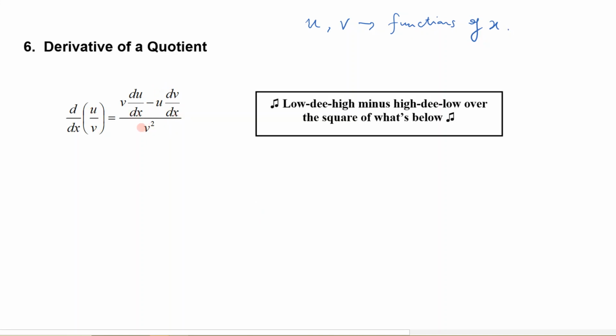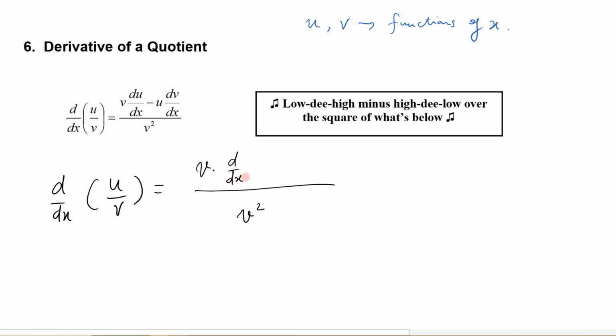I'm not going to do the derivation of this rule, but I'm going to show you how to apply it to different problems. The rule is: the derivative of u over v is equal to the denominator squared, which means v squared, in the denominator, then denominator as it is, derivative of numerator, minus numerator as it is, derivative of denominator.